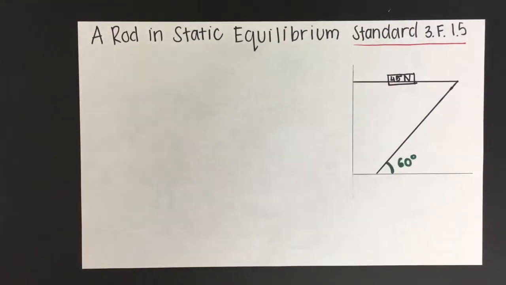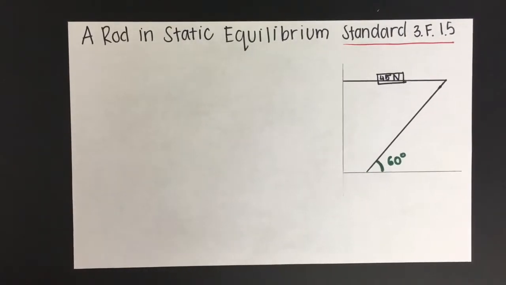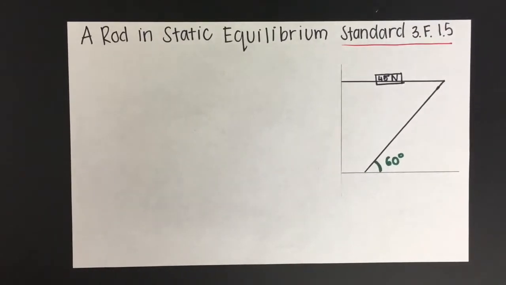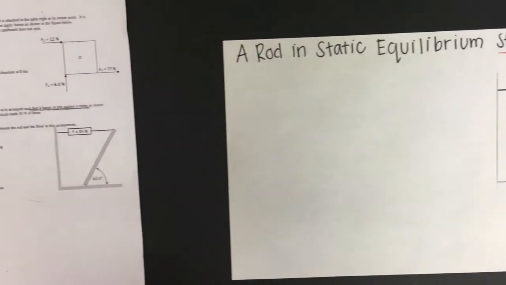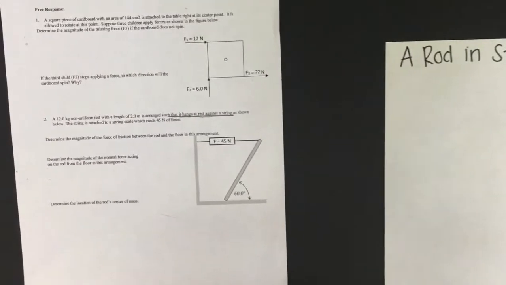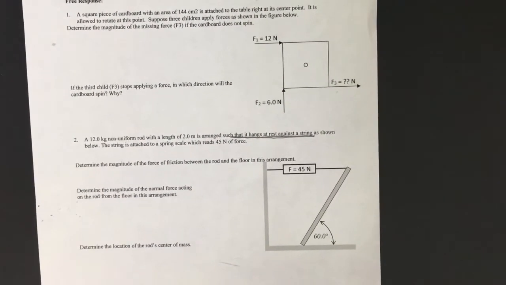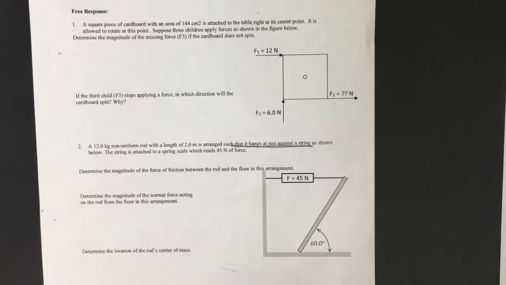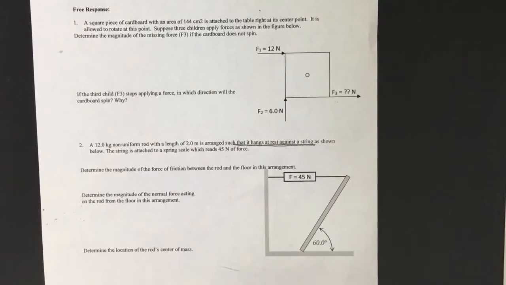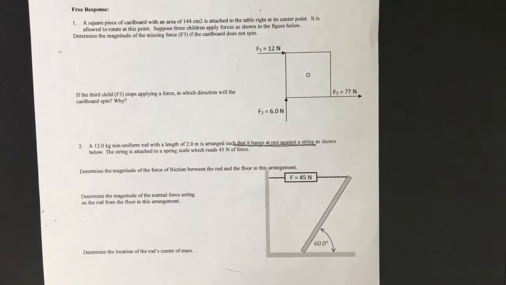So the problem I chose is a rod in static equilibrium, which is standard 3.5.1.5. The problem states that a 12 kg non-uniform rod with a length of 2 meters is arranged such that it hangs at rest against a string as shown below. The string is attached to a spring scale which reads 4.5 newtons of force. The first part of the question asks us to determine the magnitude of the force of friction between the rod and the floor in this arrangement.